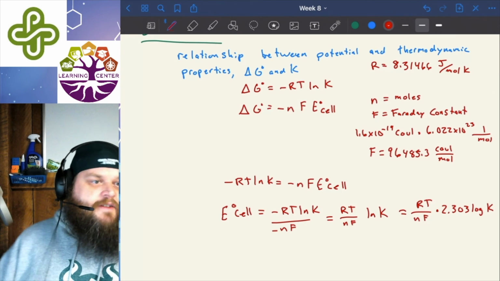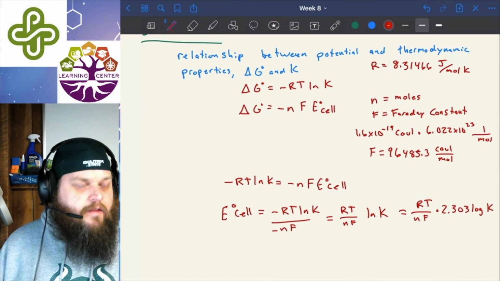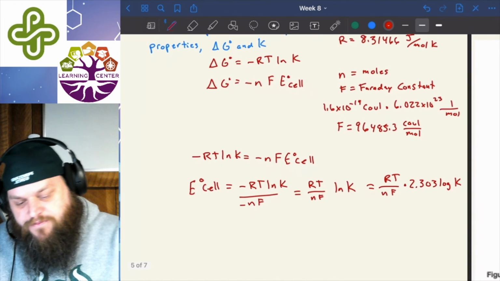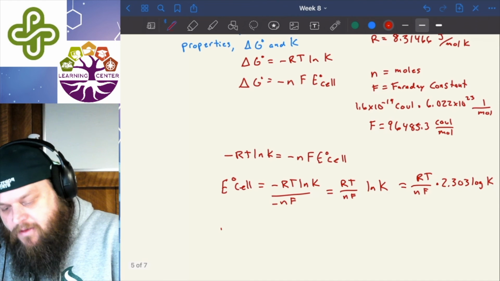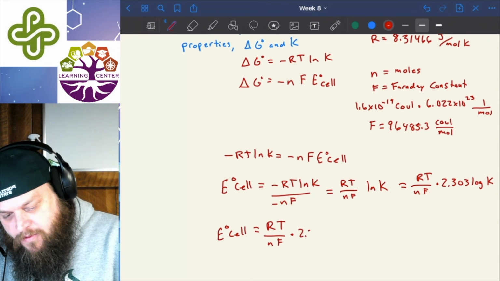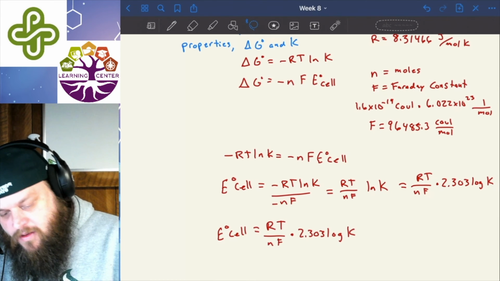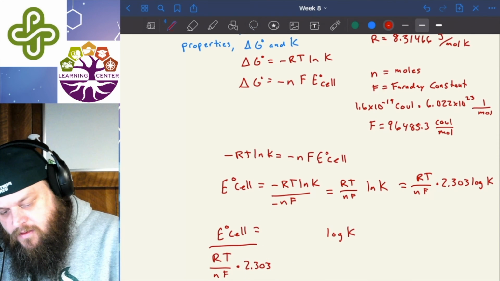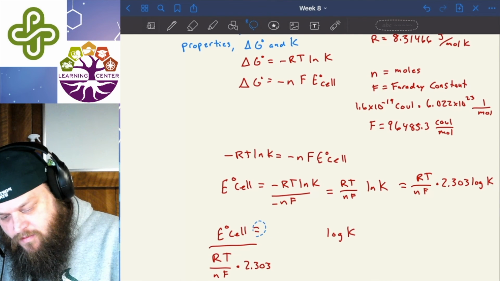And that makes it a little easier, so instead of taking it e to the power of, we end up taking it log to the power of, or 10 to the power of, to find that K value. So writing that down a little bit, my cell potential, just rewriting RT over NF times 2.303 log of K. What I want to do is divide by all of this, because that solves for the log of K.